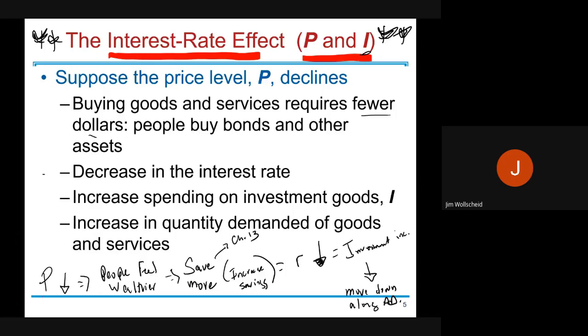So price level falls. I feel wealthier. When I feel wealthier, I save more. Saving more causes interest rates to fall. Interest rates falling causes investments to increase. And when this investment increases, we move down along the aggregate demand curve. Like always, price doesn't shift curves. It just moves us along the curve. So here we can see where chapter 13 kind of plays a role in understanding the interest rate effect.